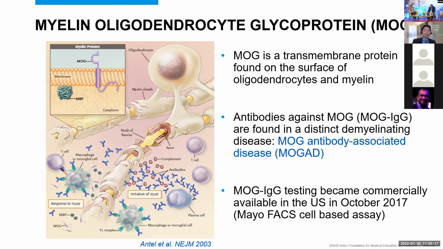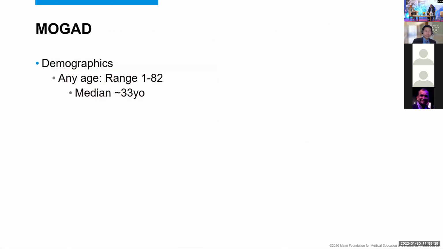The aquaporin 4 antibody was first discovered in 2004. With MOG, we've had access to this test for only the past 4 years. But we are starting to learn a lot more about it, and it really seems like it can affect any age. We've seen as young as 1, as old as 82, with a median age of 33.